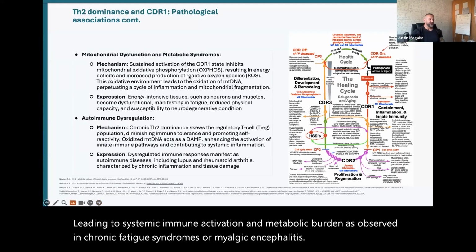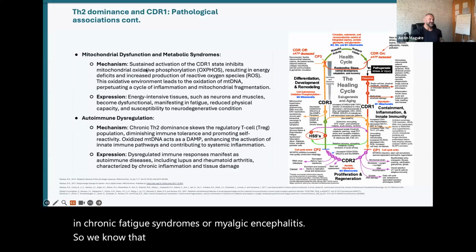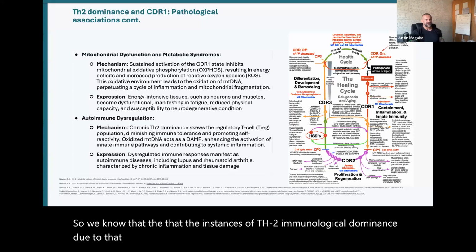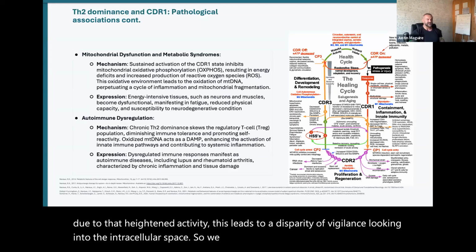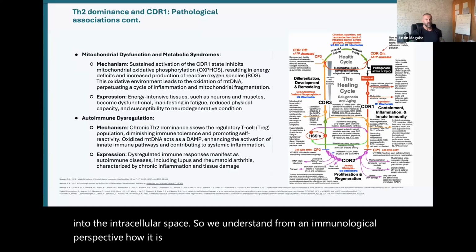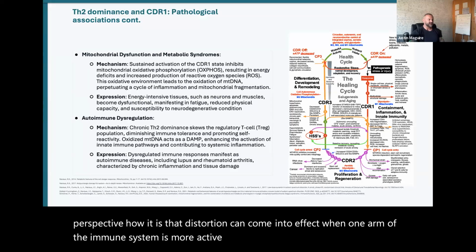So we know that in instances of Th2 immunological dominance, due to that heightened activity, this leads to a disparity of vigilance in looking into the intracellular space. So we understand from an immunological perspective how distortion can come into effect when one arm of the immune system is more active. Yet from a metabolomic perspective, what does this actually do to the mitochondria?